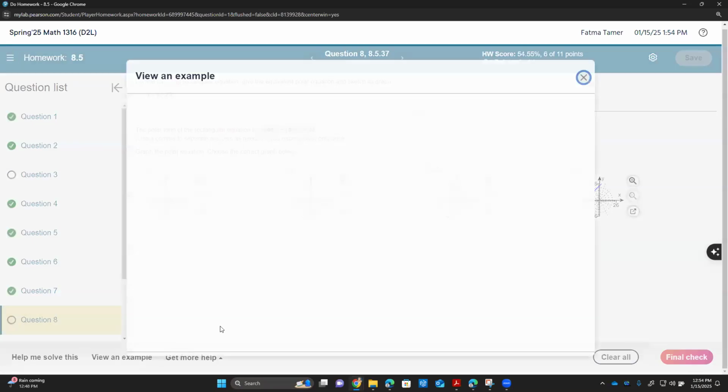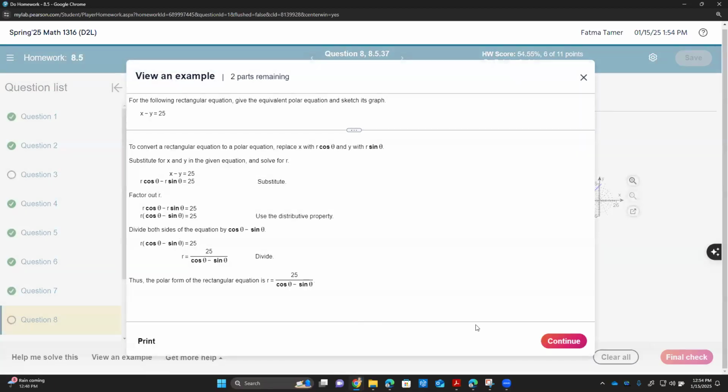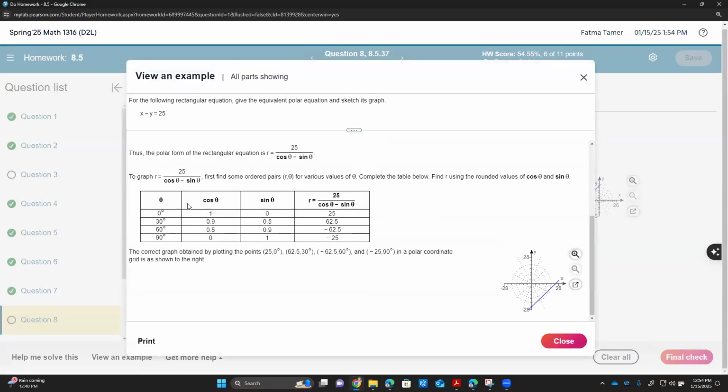So if you click on the example button now, they tell you how to change this first part, and they even organize it more than I did for this question. But since homework doesn't require it, you don't have to do it. For the graph though, once they put the equation in the format of r is equal to 25 over cosine theta minus sine theta, they use some simple theta values, like angles from 0 to 90 degrees, and evaluate the cosine value and sine value for that angle, so they can plug into the equation to find the output for each angle.